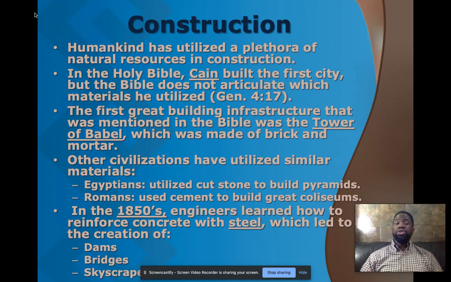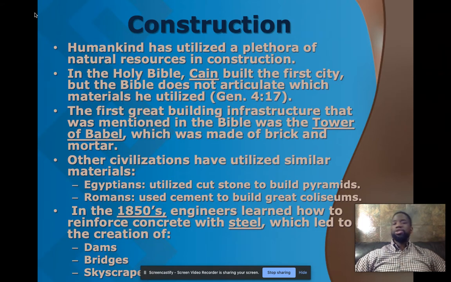But what we do see in the Bible further along in the Old Testament is the first great building, which is the Tower of Babel, which was made of brick and mortar. All right, so make sure you mark that down: the Tower of Babel as the first great building infrastructure that is mentioned in the Bible. Okay, now outside of the Tower of Babel, we see that there are other civilizations that really begin to create more sophisticated forms of construction, such as the Egyptians who utilized cut stone in order to build pyramids. Make sure you write that down in your notes.